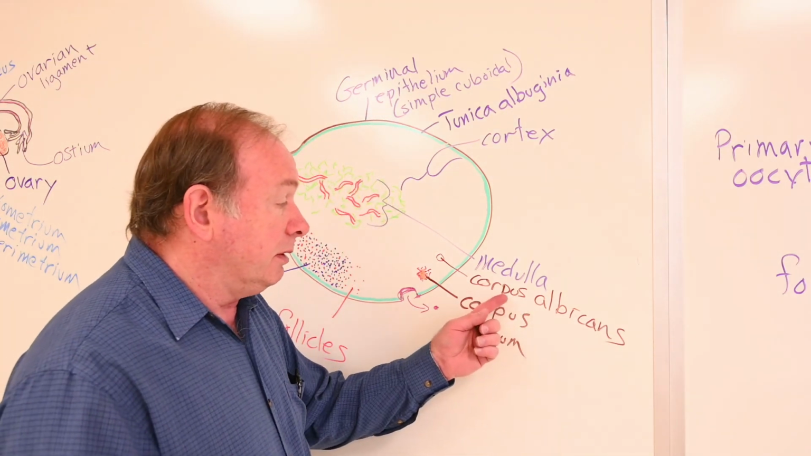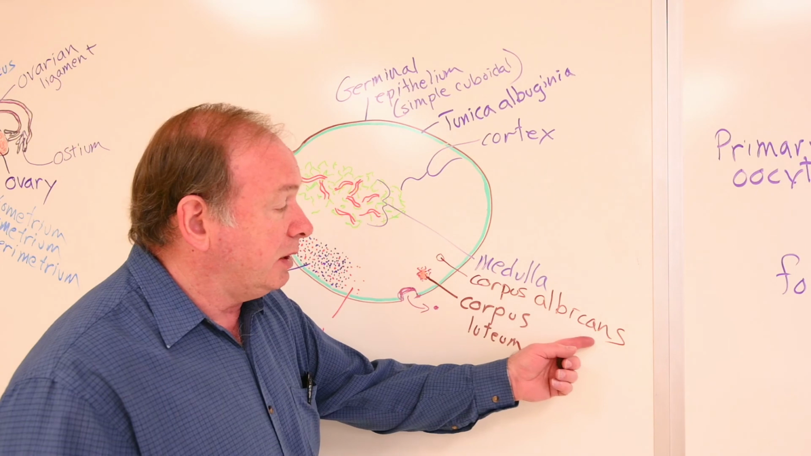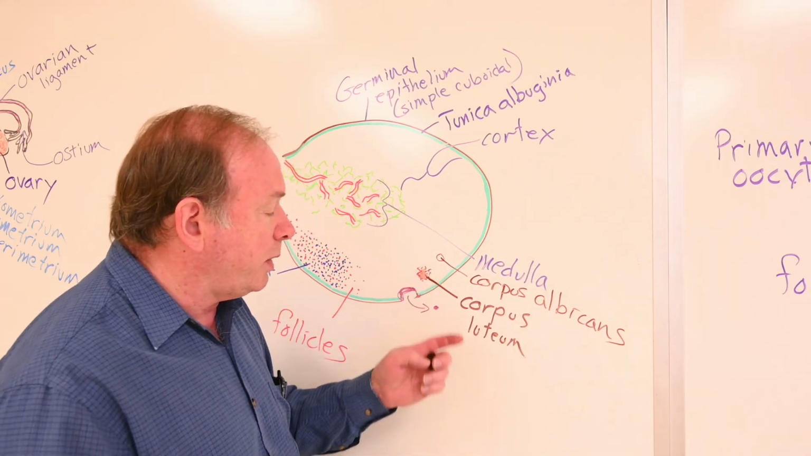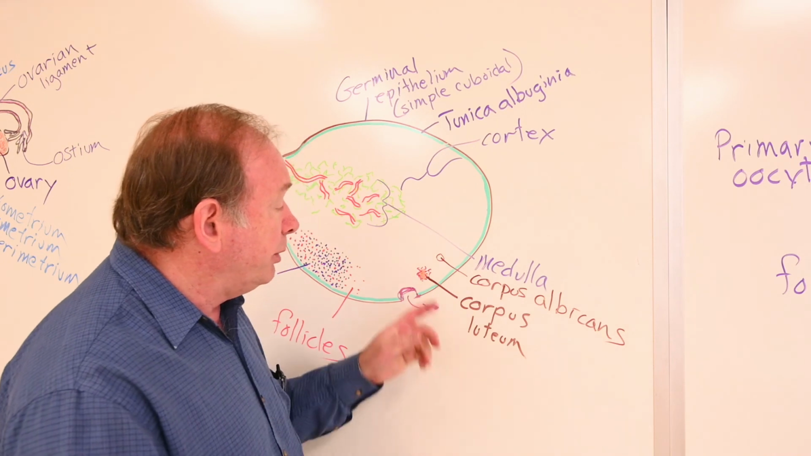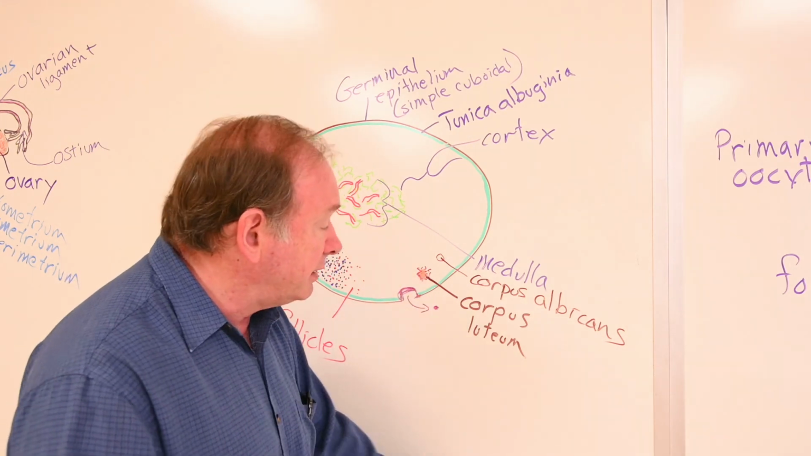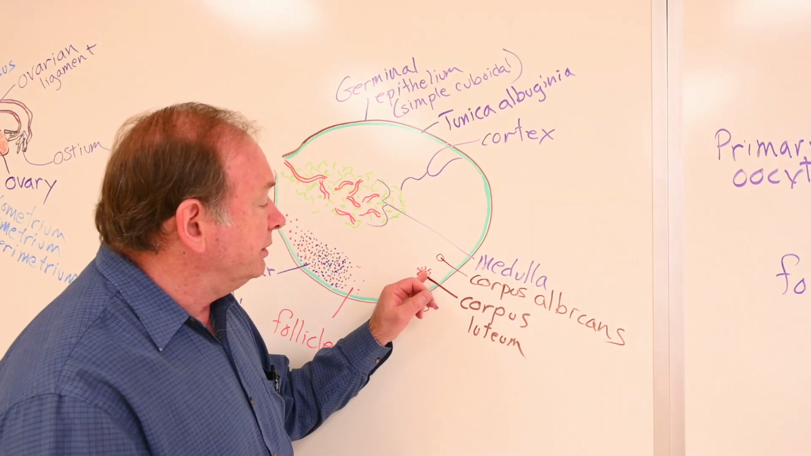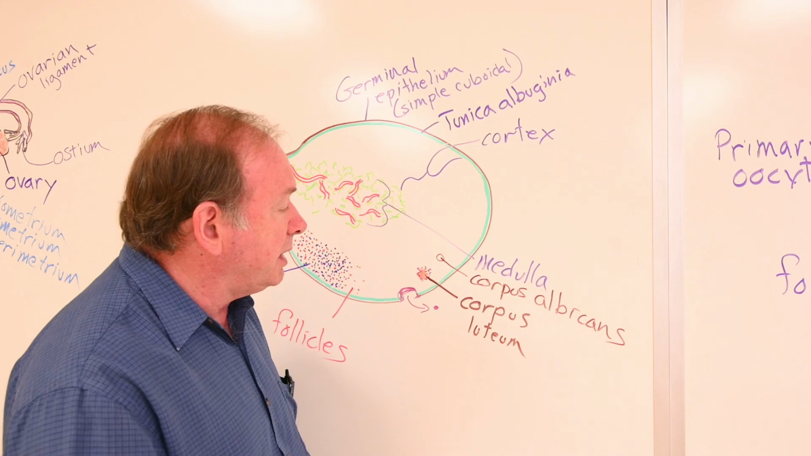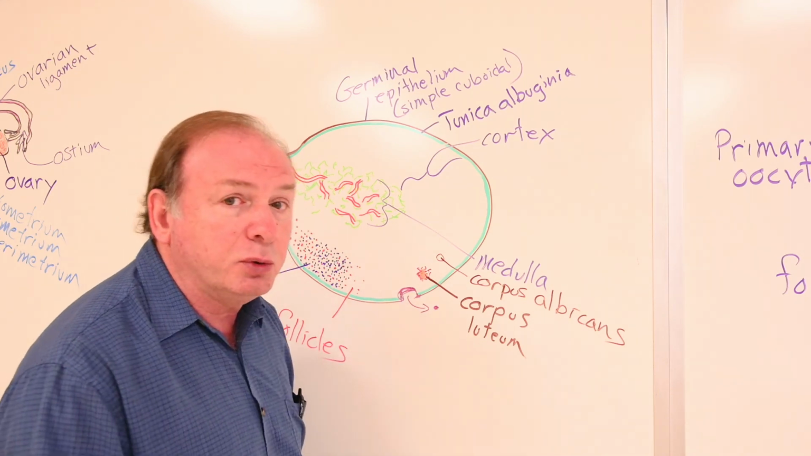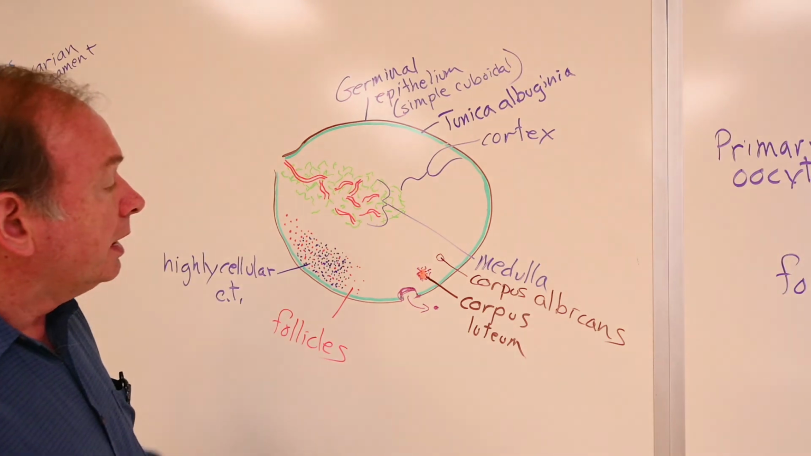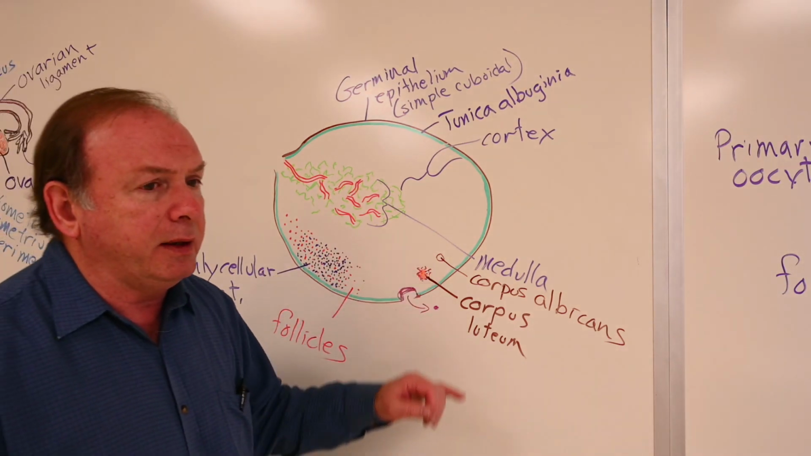Corpus means body, albicans refers to white. Luteum means yellow, so this is a yellow body, that's a white body. So when it's actively producing hormones until it regresses to the point to where you don't have active hormone-producing cells in abundance, it's called corpus luteum, then it becomes corpus albicans as a scar tissue on the outside of the ovary. So this usually happens within that normal 28 days.